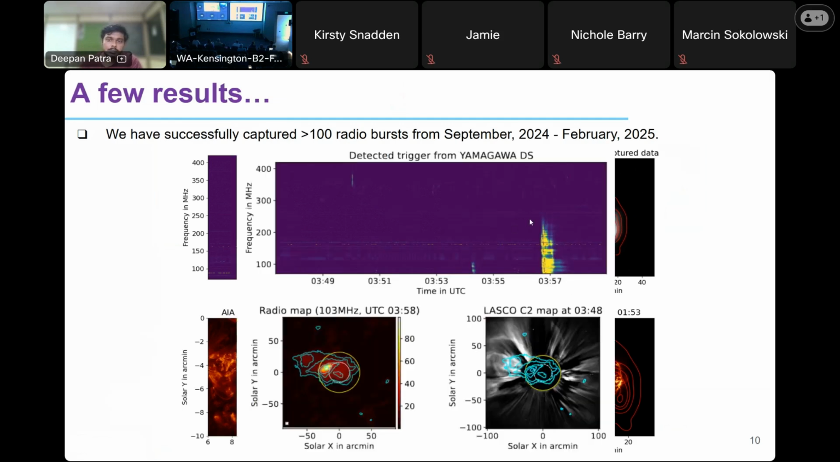Another one, this is one type 2 burst that we have captured, and it was there after a CME had occurred in this region. And the solid yellow circle shows the 2 solar radii distance, and the dotted circle shows the 1 solar radii distance, and these contours show basically the emission from the plasma, from the CME background plasma.